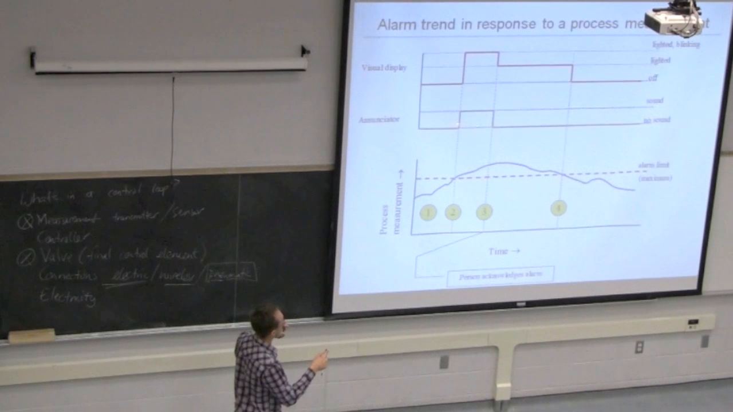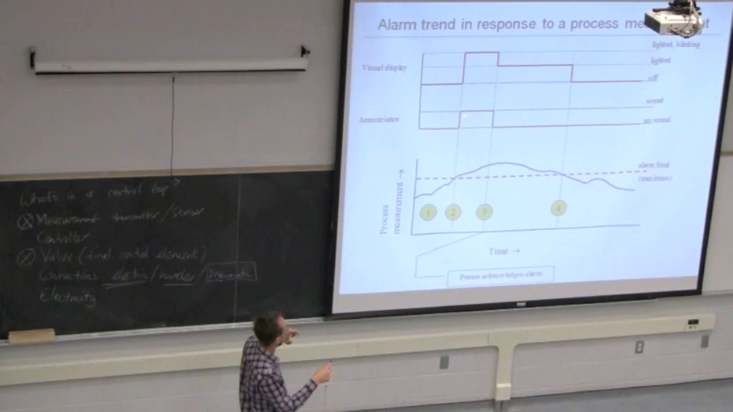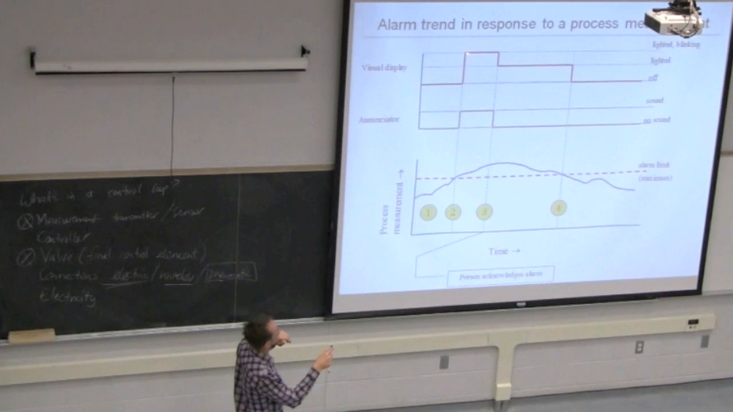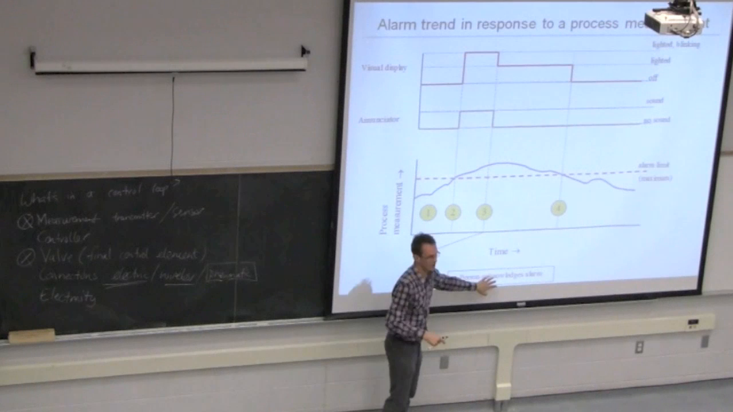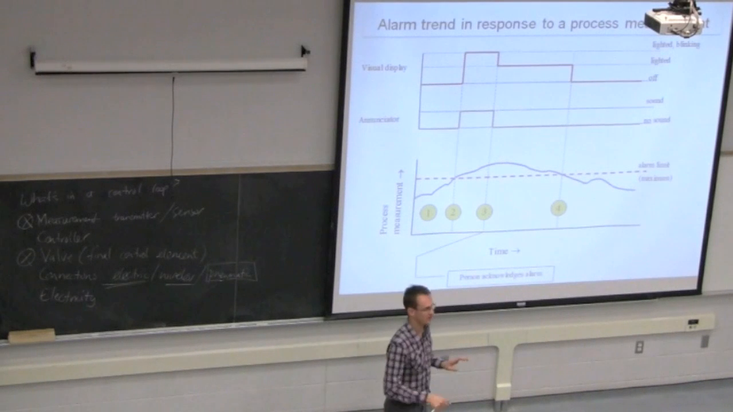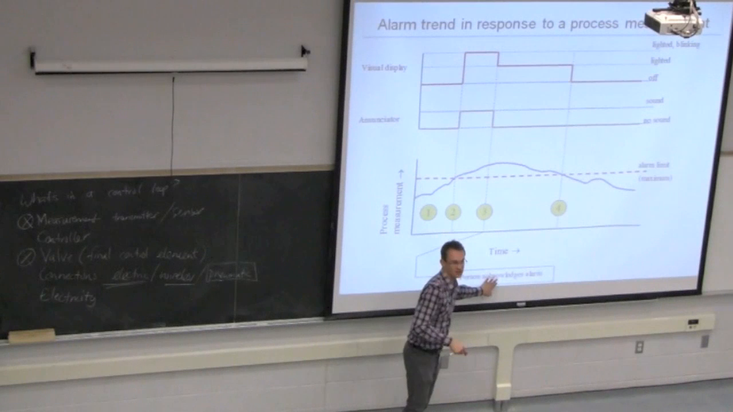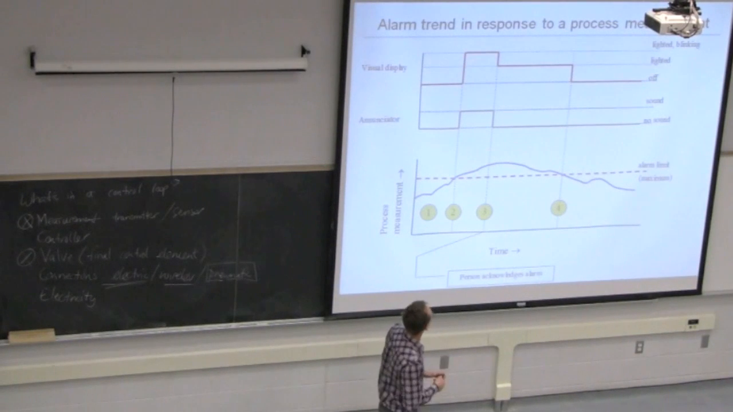So the audible alarm will go off for every alarm. You may have different sounds if you're fairly sophisticated, but in general it's the same sound for any alarm. The light will flash for a particular alarm. The operator will then acknowledge the alarm. They push a button and say, okay, I know that this is a problem. But this doesn't mean they take an action. This just simply says, I'm cognizant of the fact that something's gone wrong.